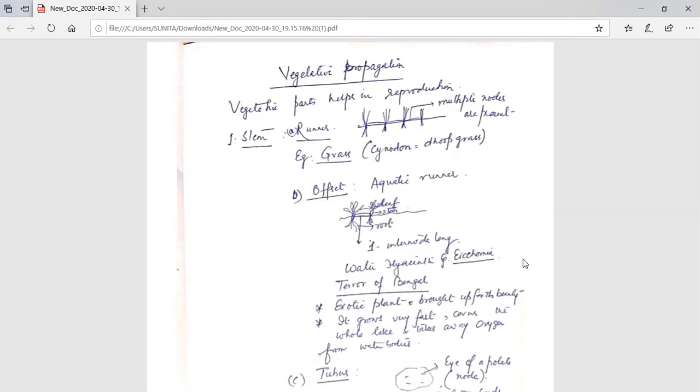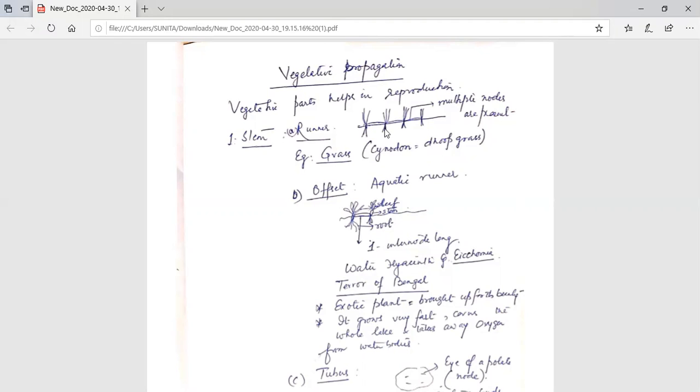Now stem. We learned in class 11 about runner, offset, and stolon. So runner and offset help in vegetative propagation. As you see in the diagram, this is a runner, which is seen in a grass, Cynodon or dhoob grass, where this is the adventitious root and this is the shoot. A few of the branches run parallel to the soil, and at the point where it touches the soil, new adventitious roots grow and it turns into a new plant.